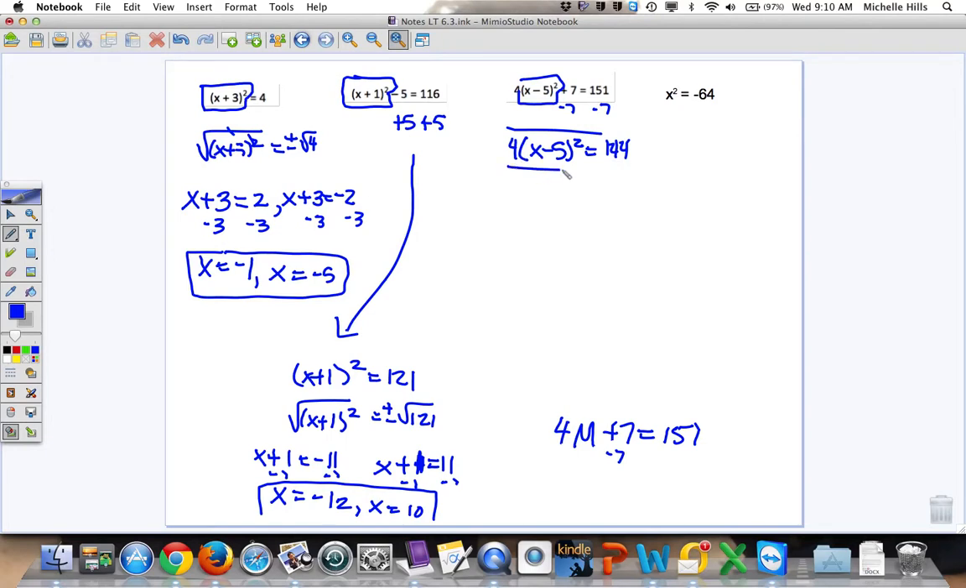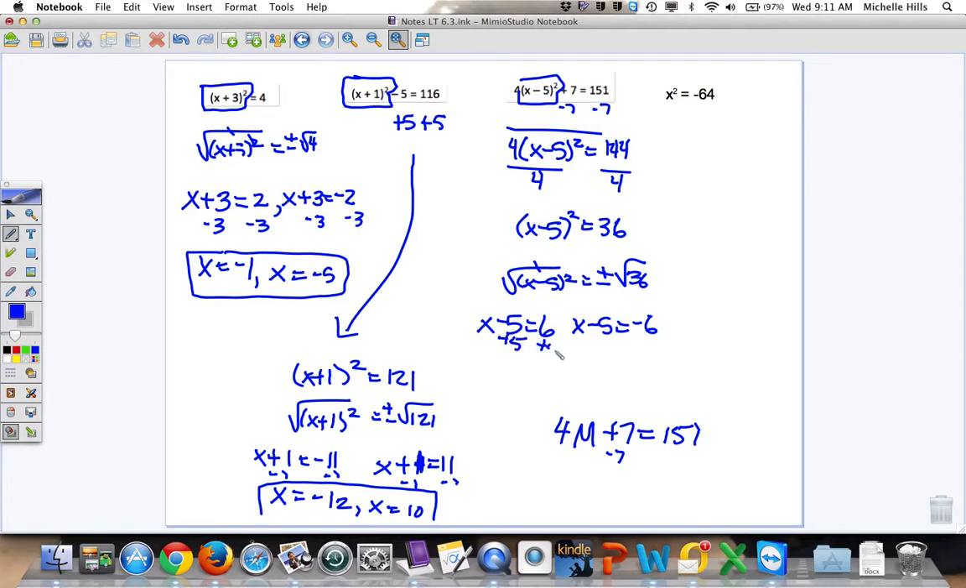Now I don't want the 4 out front, so I'm going to divide both sides by 4 to get this thing that's being squared by itself. Then to get rid of the square, square root both sides. Don't forget you're looking at both the positive and negative square root of 36 on the right. So when I undo this square, what's left is x minus 5. It could equal positive 6, or the x minus 5 could equal negative 6. When I add 5 to both sides to solve these, I get x equals 11. Add 5 to both sides here, and x equals negative 1.